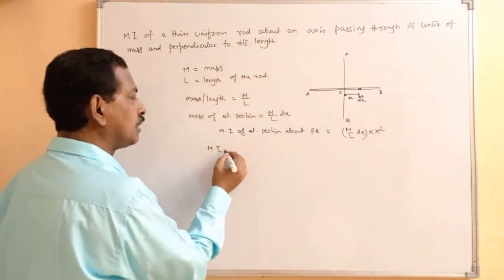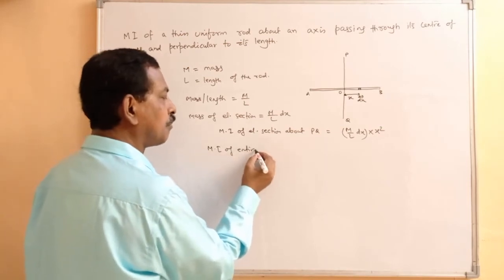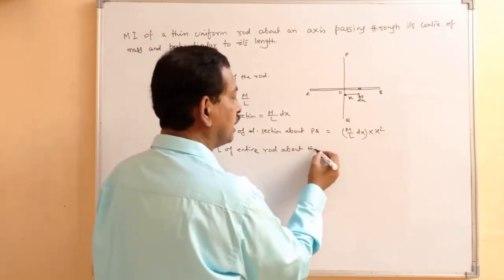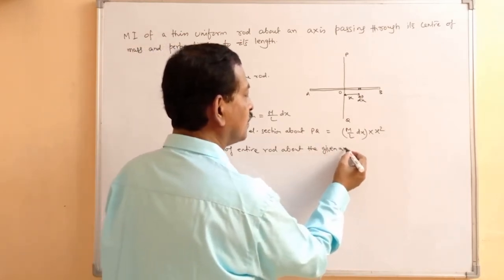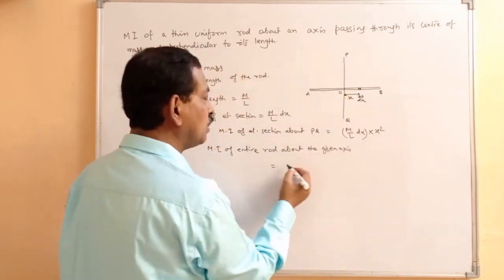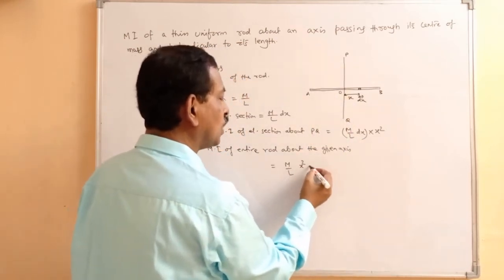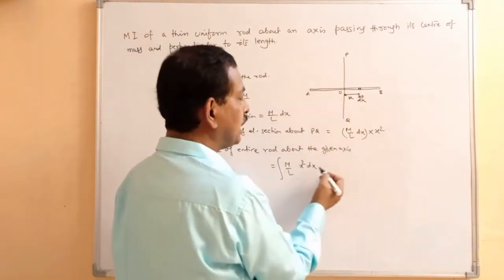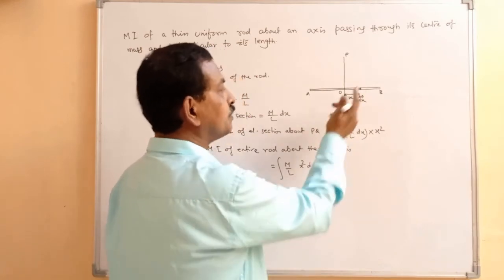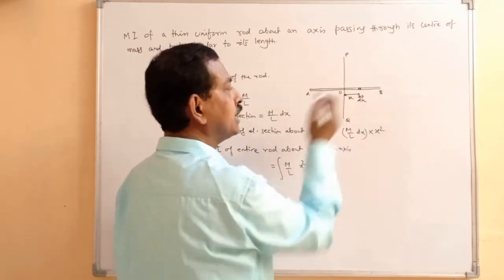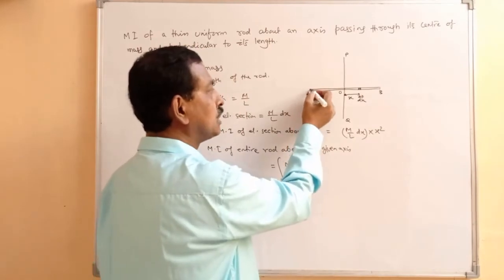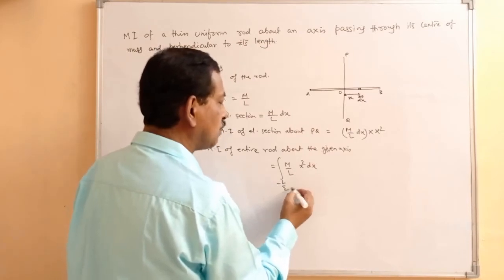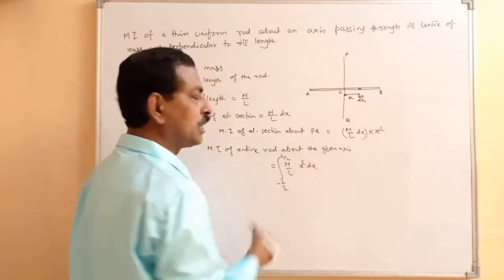So the moment of inertia of the entire rod about the given axis, that means about PQ, will be the integral of M by L x square dx. And what will be the limits of integration? The variation of x is from one end to the other end. That means the elementary section can take one position at A and the other at B. When it is at A, it is minus L by 2. When it is at B, it is plus L by 2.